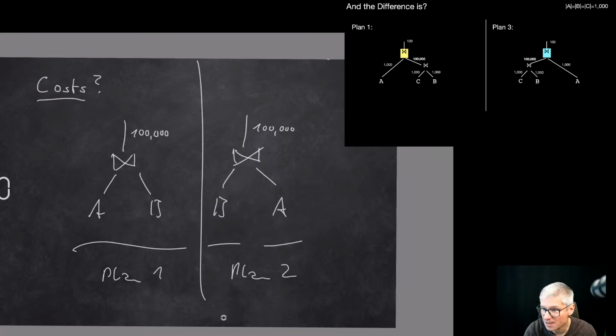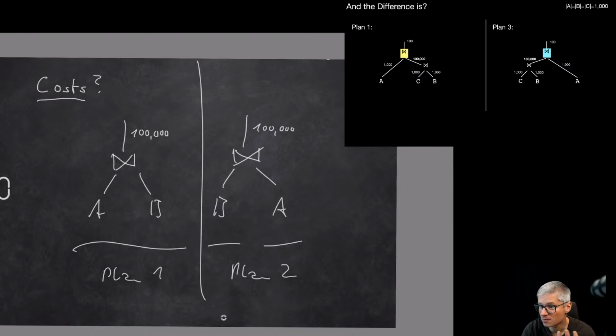So plan 1 has a different cost when changing the order over plan 2. And why could that be the case? Well, if you remember simple hash join, on the left input you build the hash table, and what is associated with that is you have to keep the stuff in main memory. So if the left input is rather big, that may make a difference.